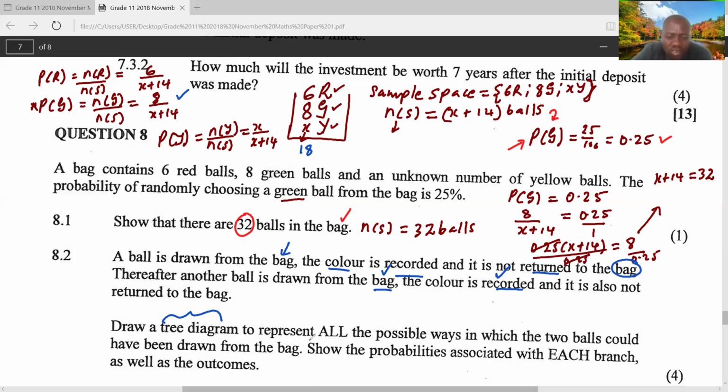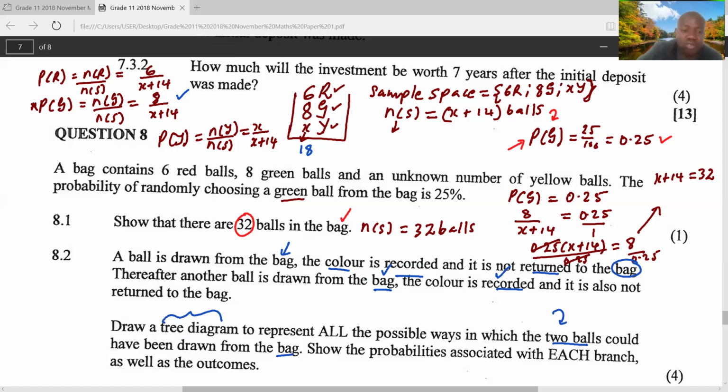Draw a tree diagram to show all the possible ways in which two balls could have been drawn from the bag. Two balls. It means at the end, we want to end up having two balls. Show the probabilities associated with each branch as well as the outcomes. So I think here we need to understand something. We know that all in all, we have 32 balls in the bag.